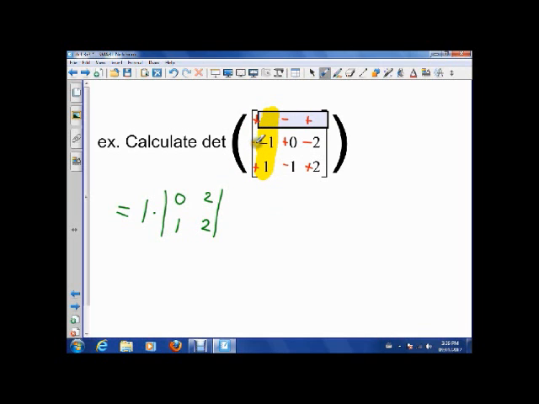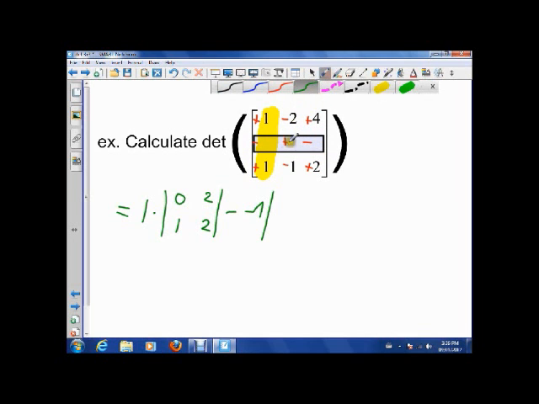So next is going to be minus, because of that minus, and then negative 1 times the determinant of what happens when I cover that up, right? So what I'm left with is the determinant of 2, 4, so 2, 4, 1, 2. Okay? Then the next part is going to be plus 1. Okay, so plus 1.